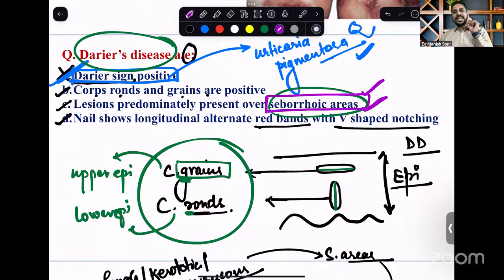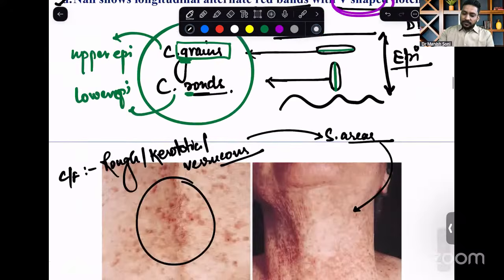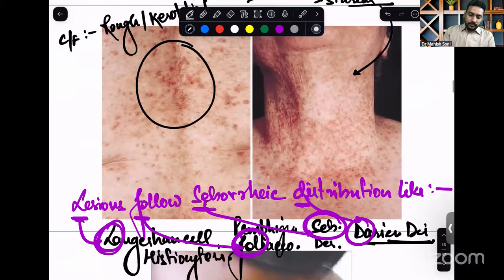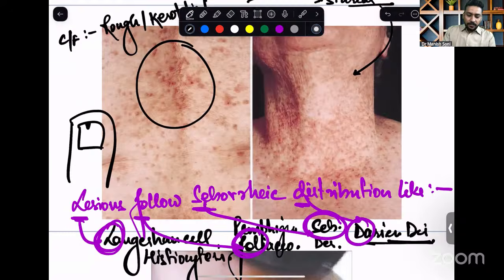Now remember that nail changes are also very characteristically seen in this condition, and the nail changes are in the form of V-shaped notching. So if you see the nail of these patients, at the distal part of the nail you will find V-shaped notching, which is very characteristically seen in Darier's disease. So all these findings can be seen in Darier's disease, but Darier sign is not seen.